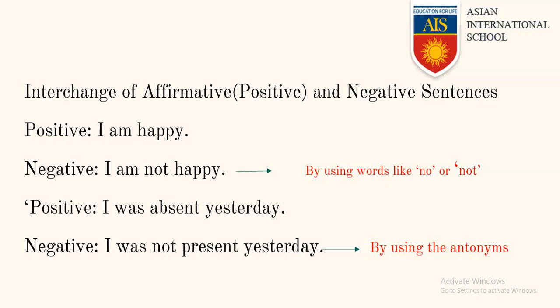Now let us come to the second method. The second method is using antonyms. You can see the example on the video: "I was absent yesterday." So what is the antonym of absent? Present. When we are transforming it into a negative sentence, we will have to add the antonym of absent, that is present. So we will have to write "I was not present yesterday."